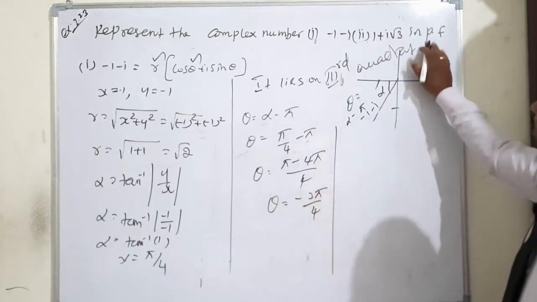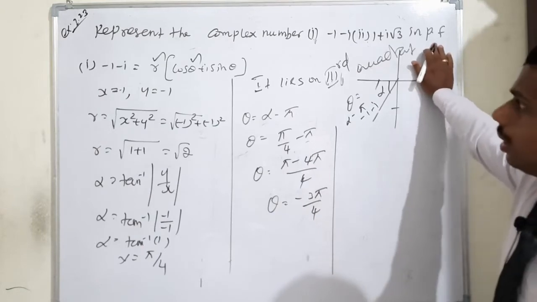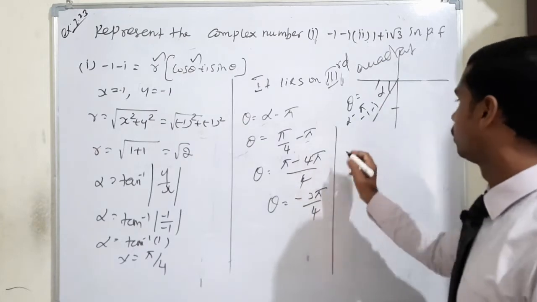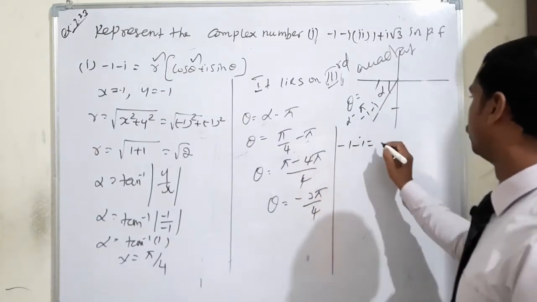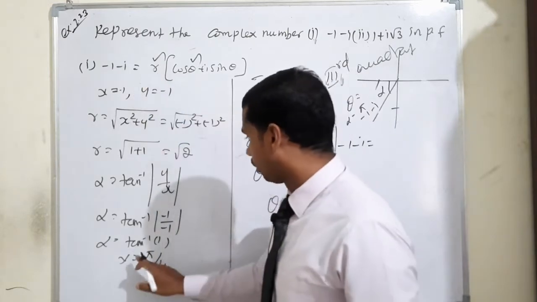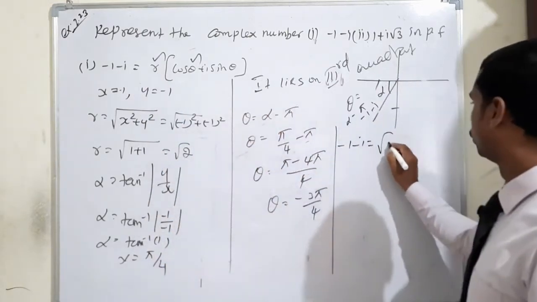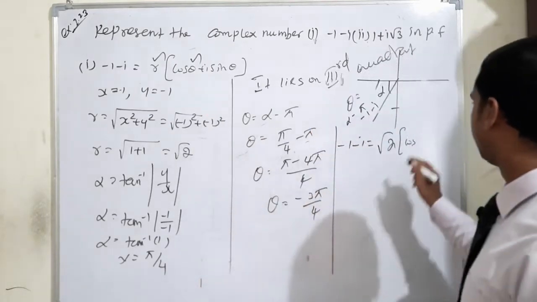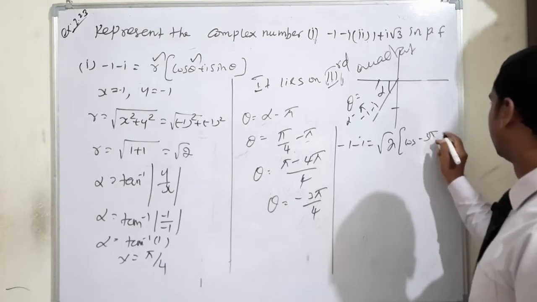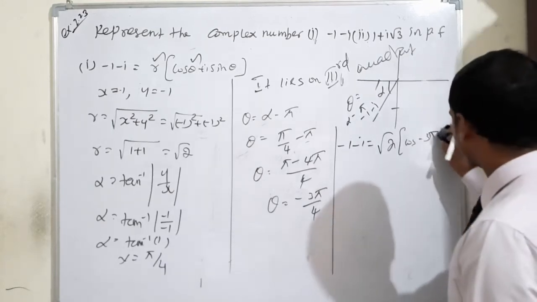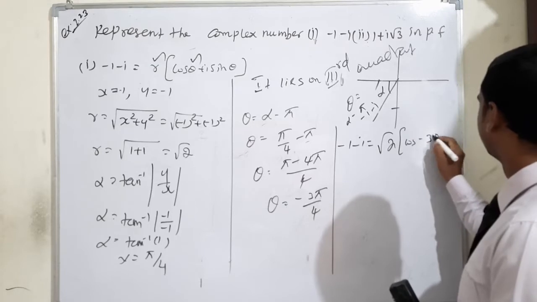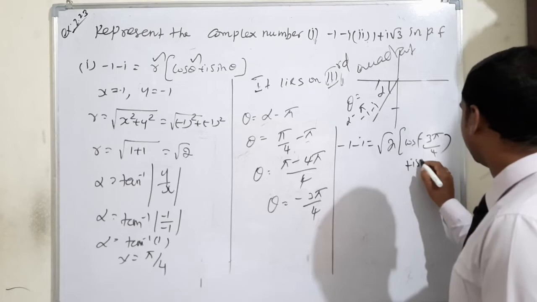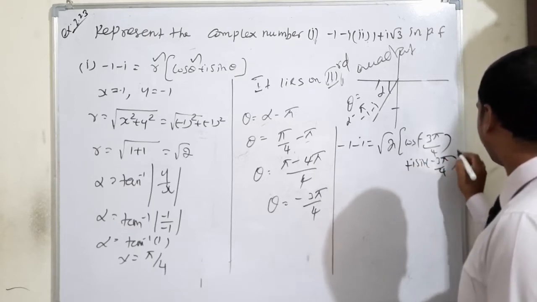Then we need the polar form in general. General term means just add 2k pi. The basic polar form: minus 1 minus i is equal to r value we found. What is the r value? Root 2. So root 2, then cos of theta value minus 3 pi by 4, isn't it? So cos of minus 3 pi by 4, then plus i sin of minus 3 pi by 4.